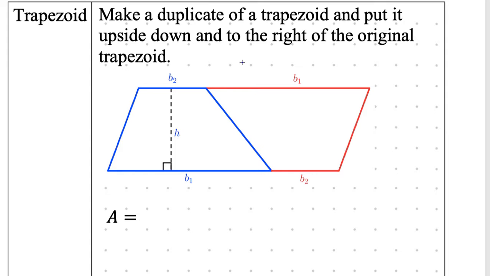But what shape is this now? If I ignore this center line right here, this blue line in between the blue and red trapezoid, what shape do I have? Quiet raised hand. What is the name of that guy? We just studied him on the last side of the notes. What shape is this?